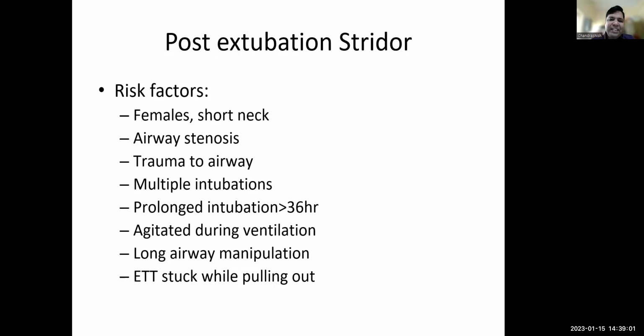has remained agitated or delirious on the ventilator, which basically means that there was a lot of tug on the endotracheal tube and the cuff because the patient was moving here and there with the tube in his or her mouth. If there has been a lot of airway manipulations, and if the endotracheal tube was stuck while you were trying to pull it out.